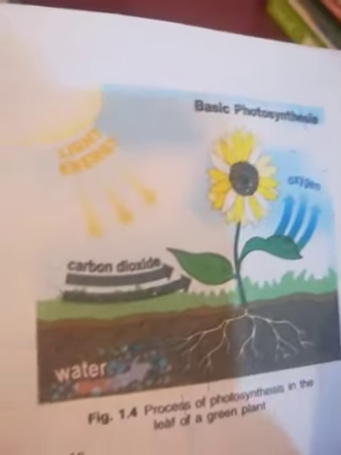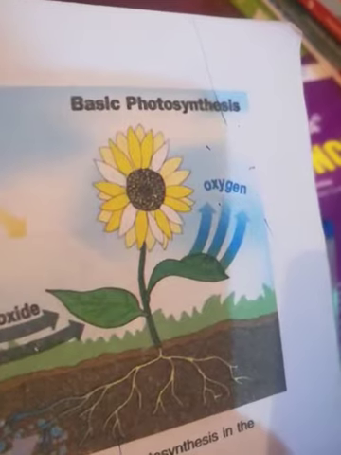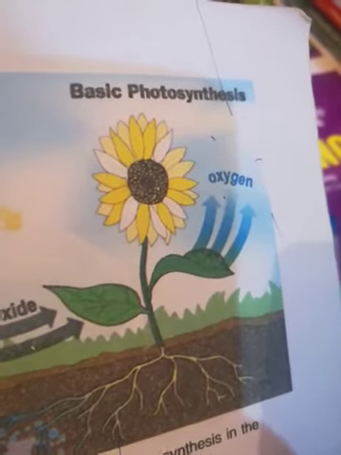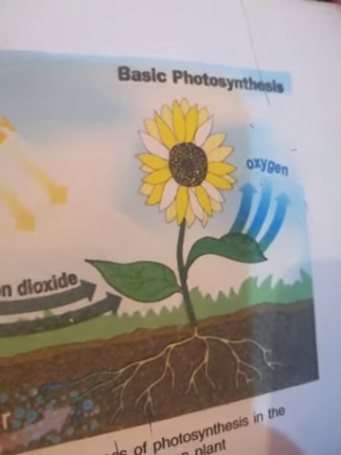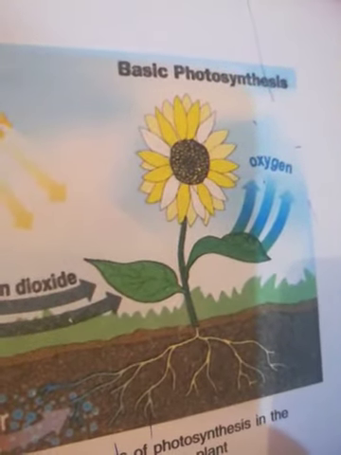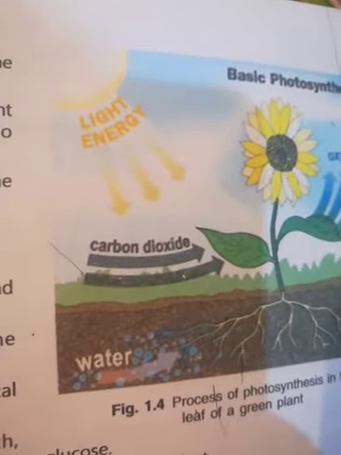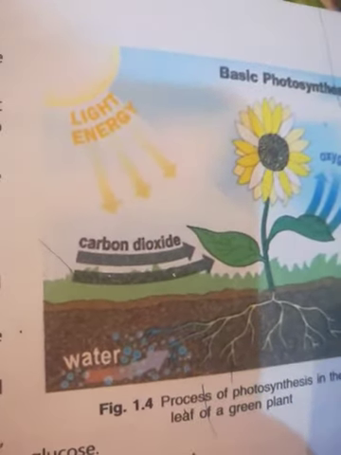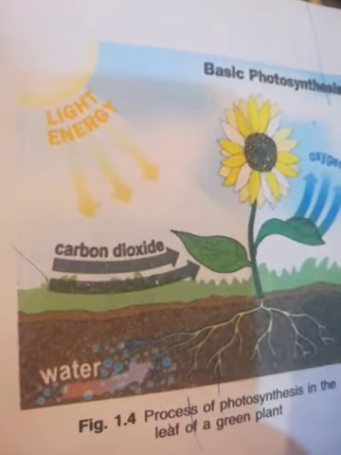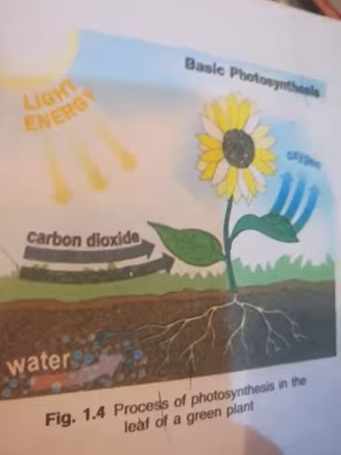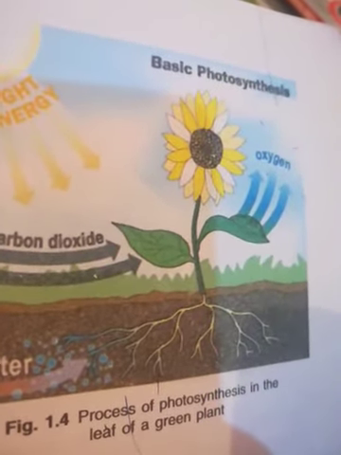See here the picture. Basic photosynthesis. The photosynthetic process is happening in leaves. Oxygen is released. Sunlight. Carbon dioxide is taken from the atmosphere and water from the soil, and they make simple sugar during the process of photosynthesis.